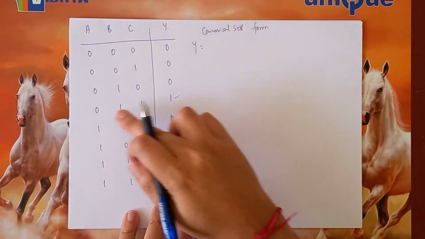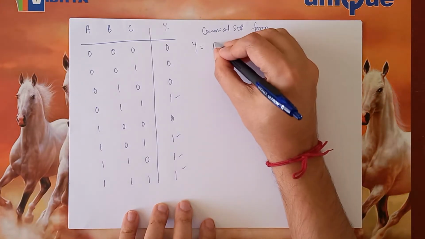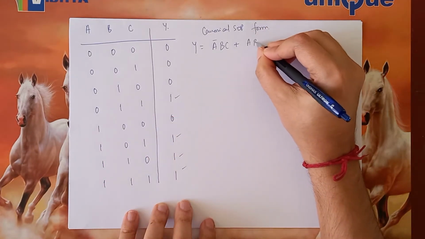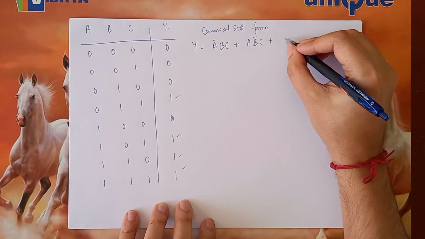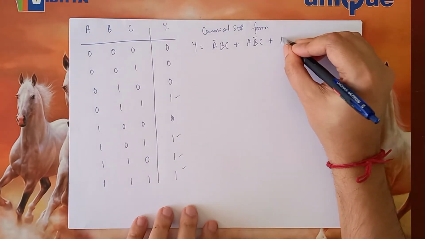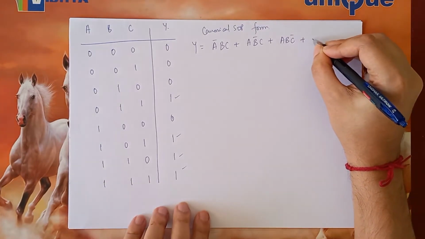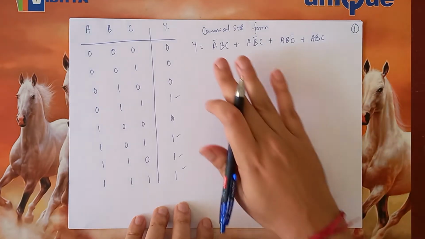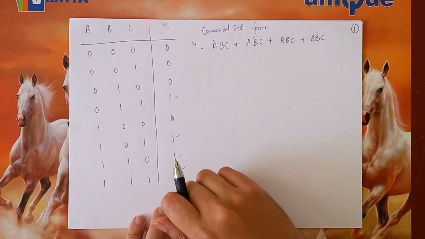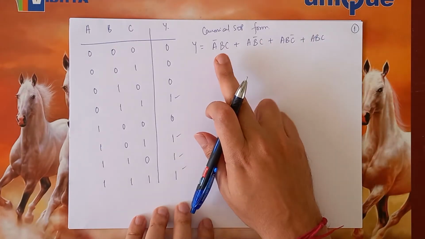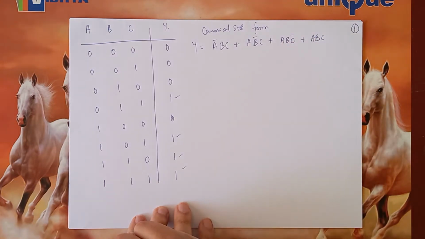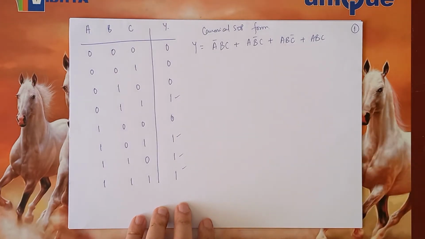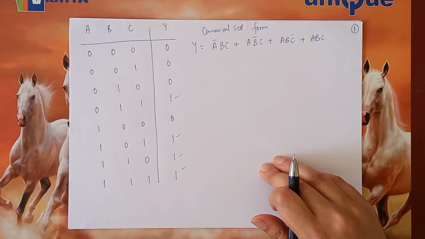So what we got was Y equals A bar BC plus A B bar C plus A B C bar plus ABC. Now we had seen that to realize these using NAND gates, you will need one NAND gate for each of these individual product terms and one more NAND gate to combine all of these. So in total, 5 NAND gates for realizing this canonical SOP form.